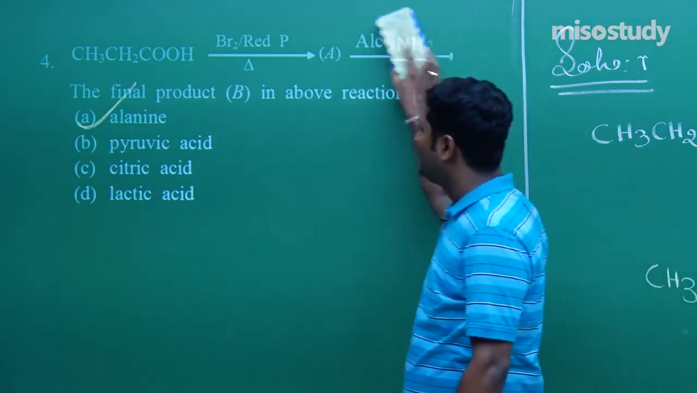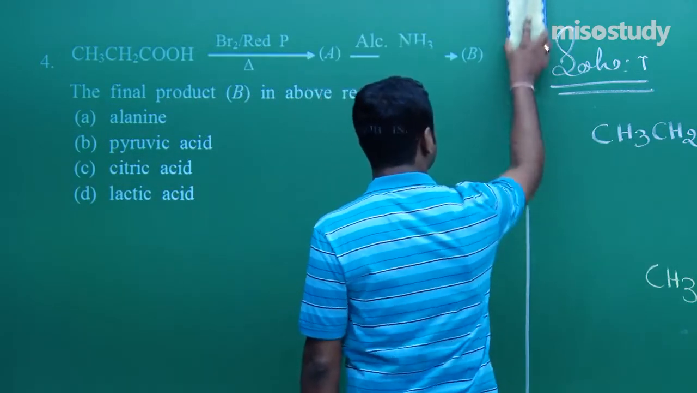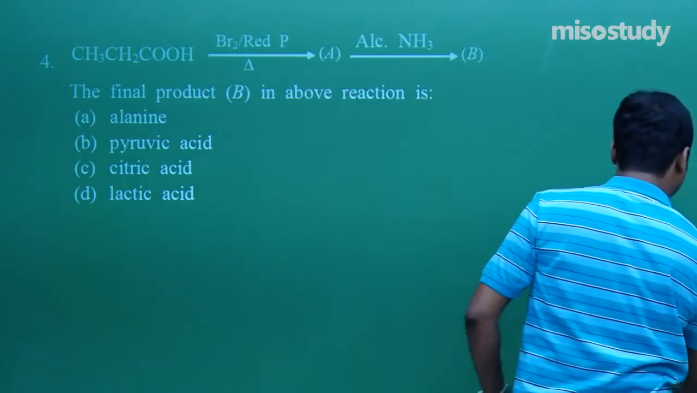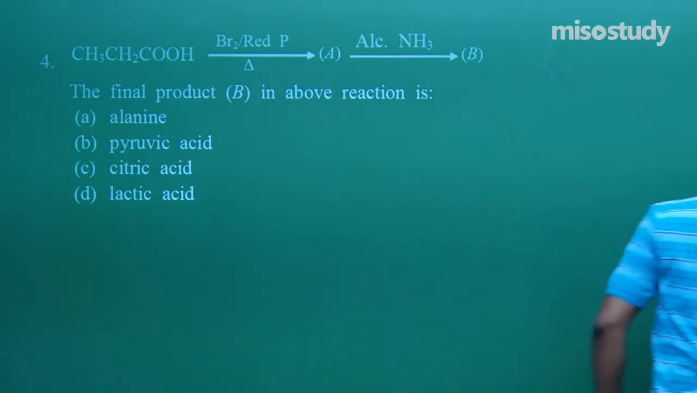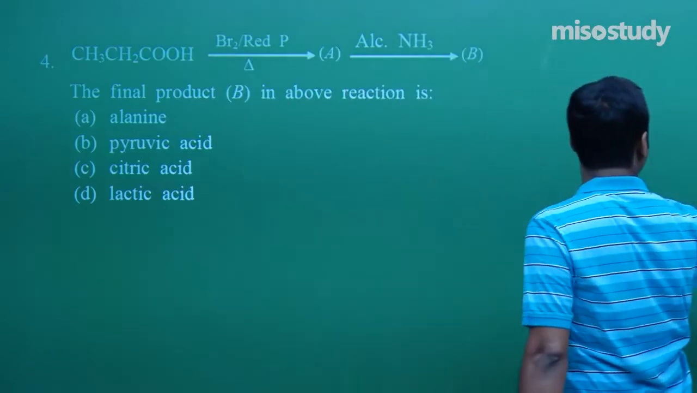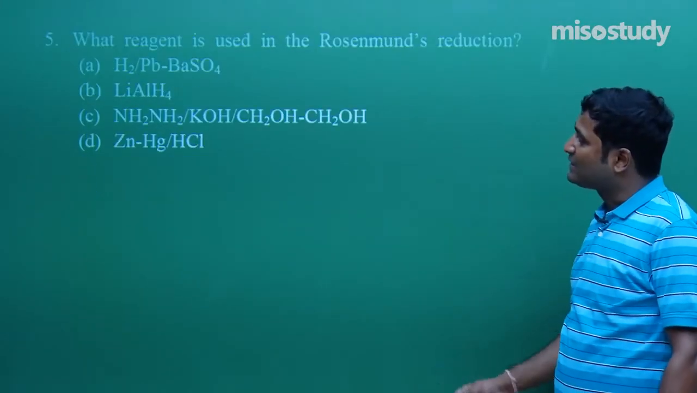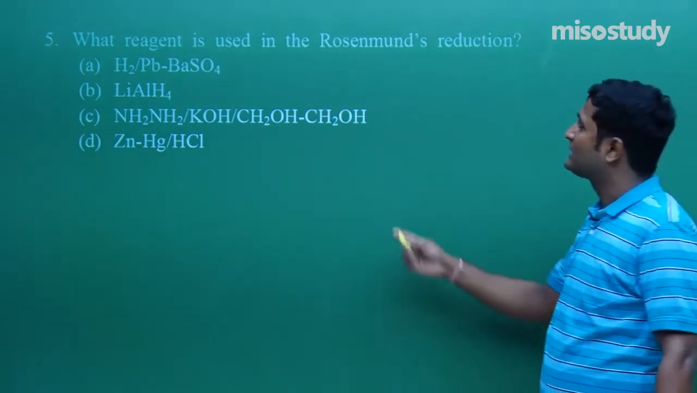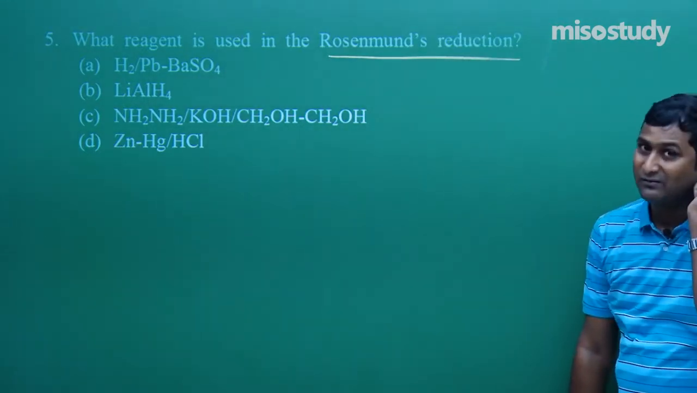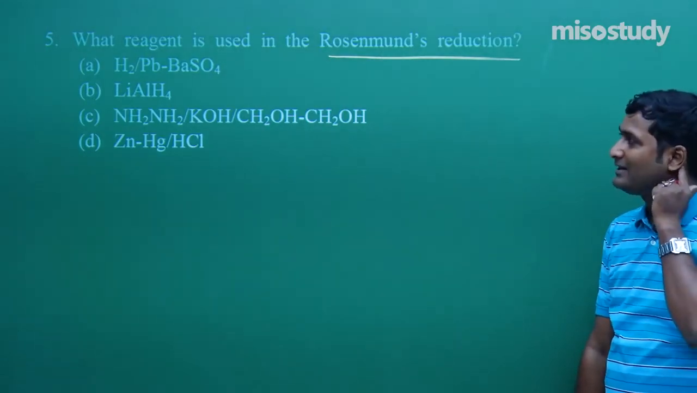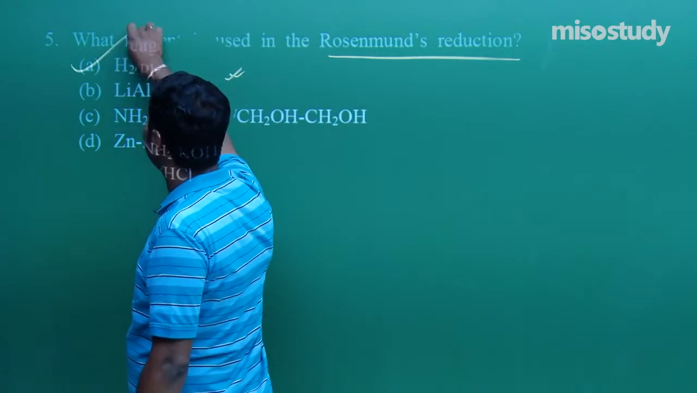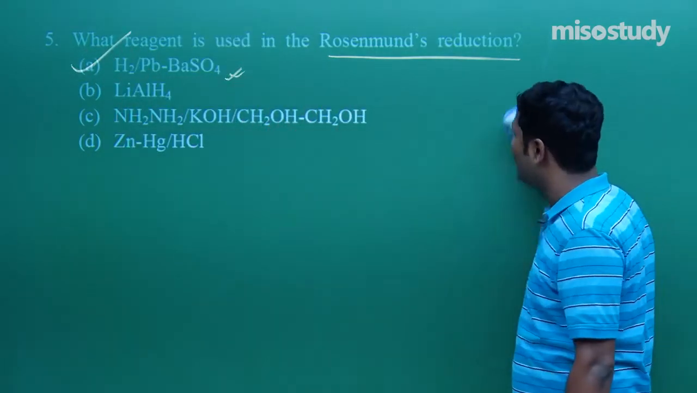Now I'm going to rub this part and we'll discuss the next question. Now, let's move to the next question. This is a completely theory based question. Rosenmund reduction. What reagent is used in the Rosenmund reduction? It's very simple. That is H2 in presence of Pd-BaSO4. A is the correct option. For question number 5, A is the correct option.